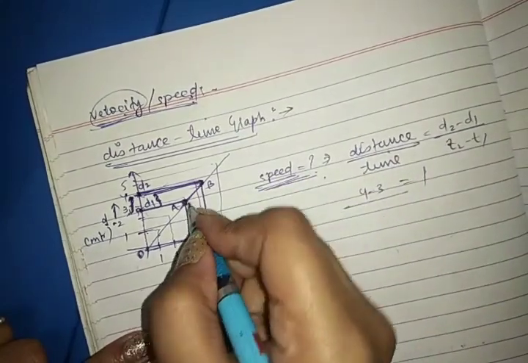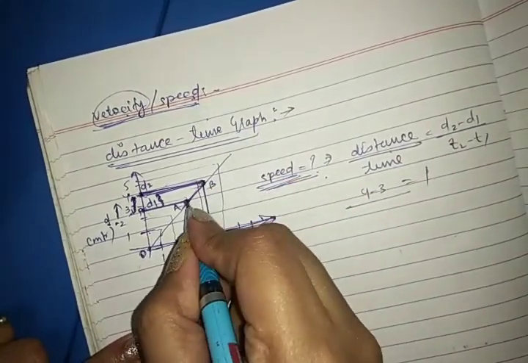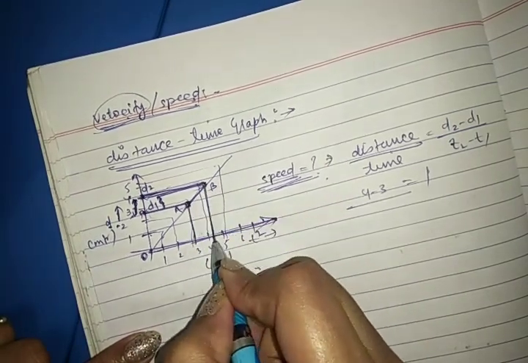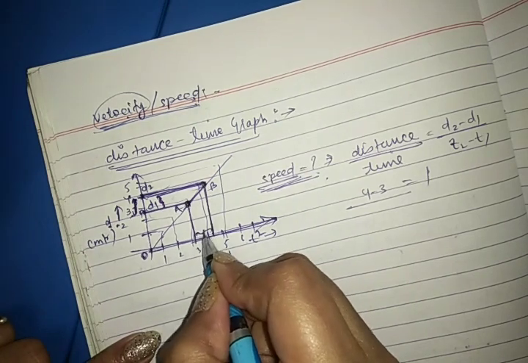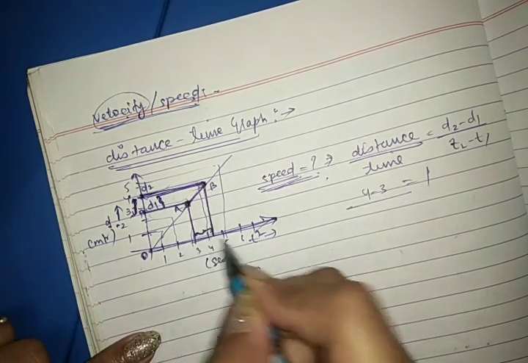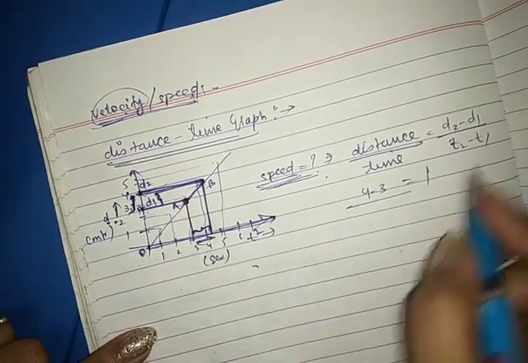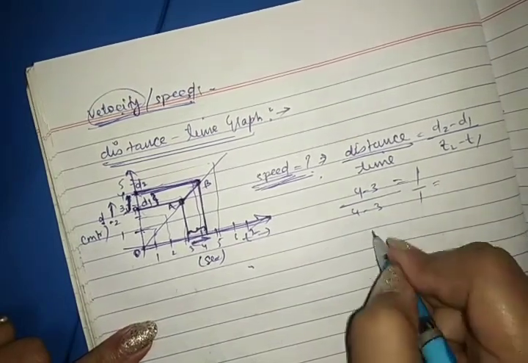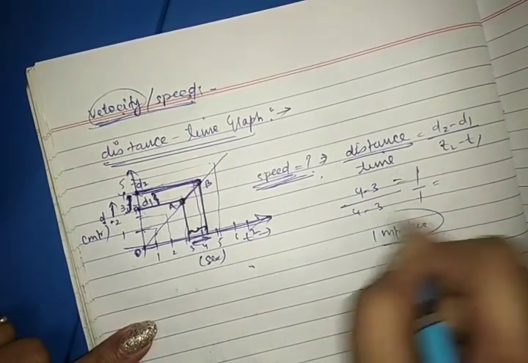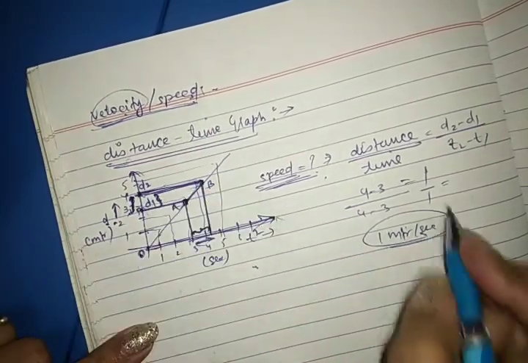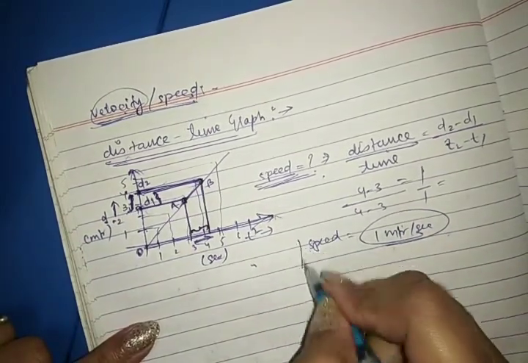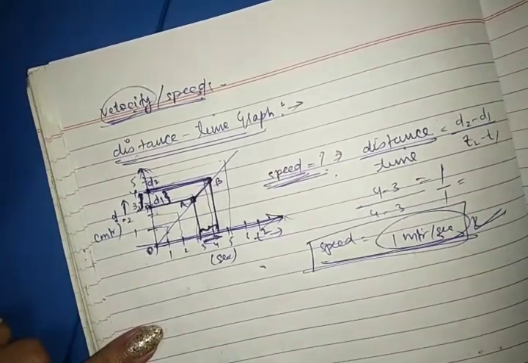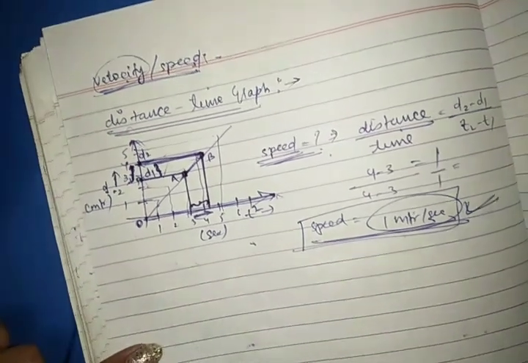And the time taken to travel this distance is, see, at point A the time is t equals 3 second, at point B the time is t equals 4 second. So the net time we required is 1 second. So this is t2 minus t1, that means 4 minus 3, that is 1. So by the speed of 1 meter per second, this graph is made up. So the speed calculated by using this graph is 1 meter per second, right? So that's how we calculate the speed by using the distance time curve.